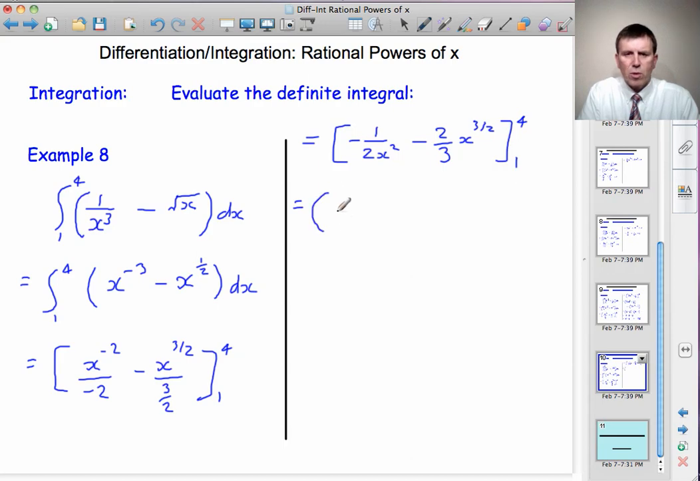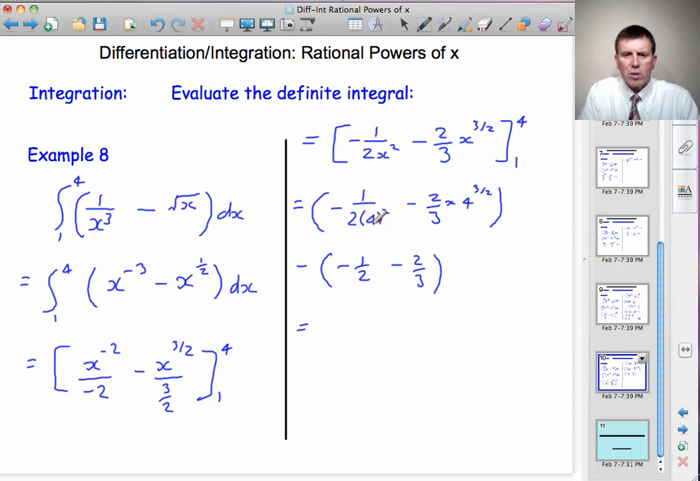First bracket, putting in the 4, we'll get minus 1 over 2 multiplied by 4 squared, minus 2/3 times 4 to the power 3 over 2. Minus the bracket with 1 substituted in, and we get minus 1/2 because 1 squared is just 1, and we get minus 2/3 because 1 to the power 3 over 2 is just 1. What does that give us?